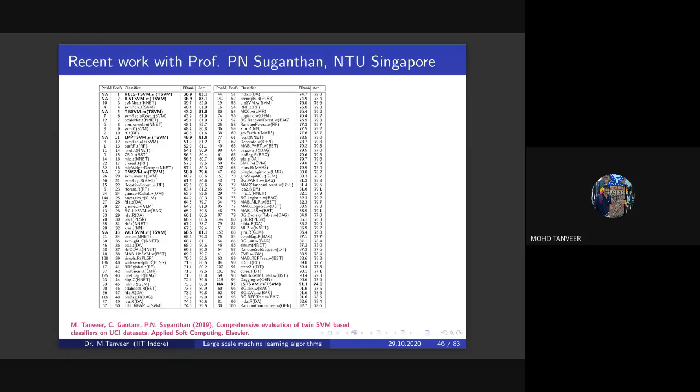So if any of you are working in classification, you can also consider this classifier, and it usually gives a better result when compared with other baseline models.